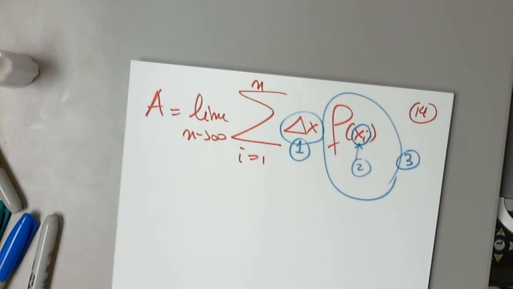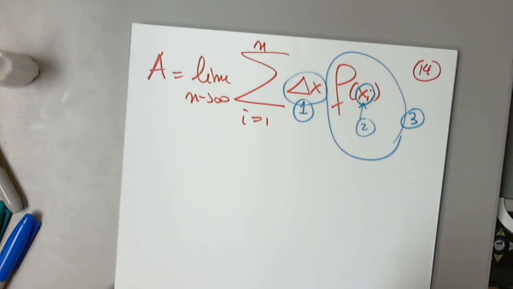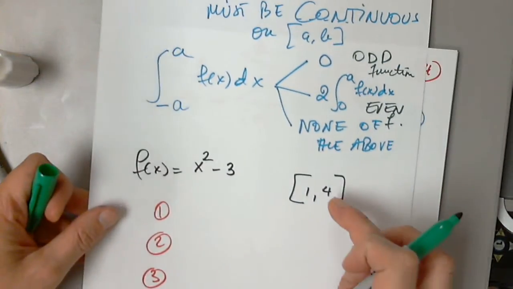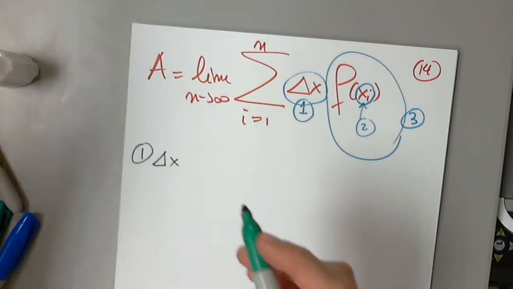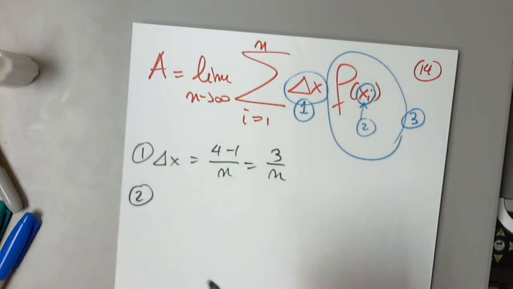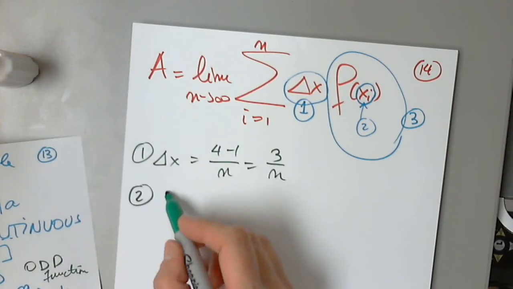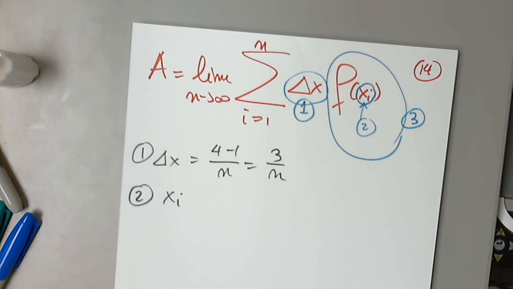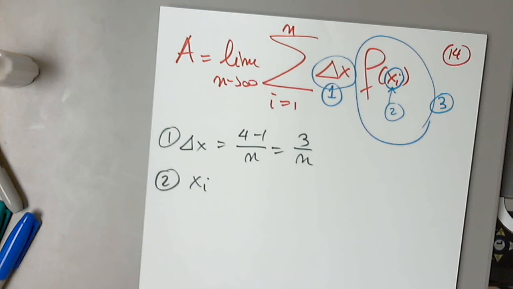Okay, so we have to find delta x first. Can anyone give us delta x as the first prep? So yes, 4 minus 1 over n, excellent. 4 minus 1 over n or 3 over n, very good. Number 2. For number 2, I need the xi. If I don't determine xi and simplify it fully before I plug it in the function, okay, what is xi?